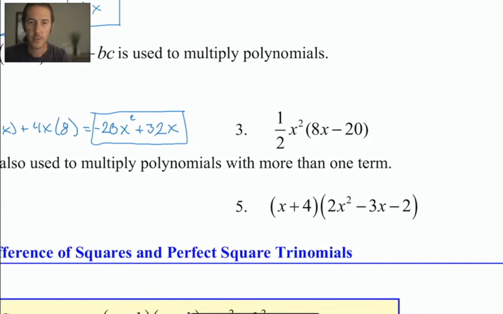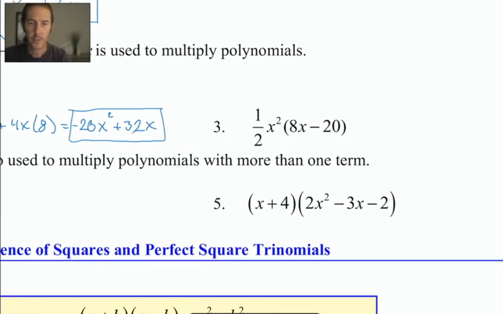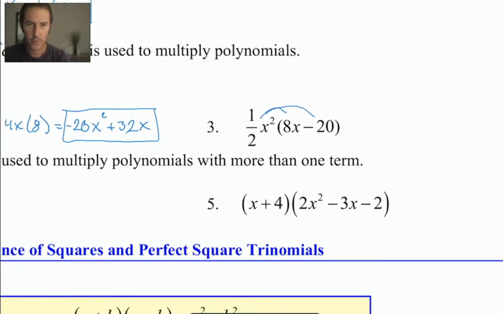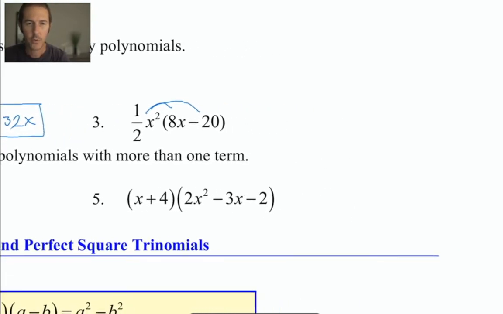Number 3 is very similar to number 2. We're just illustrating that you can distribute multiplication over subtraction also. In this case, we're also multiplying a fraction, so we're distributing a fraction, and we're distributing our variable to a 2nd power, so that is allowed. So let's start our distribution here. Let's shorten it up a little bit.